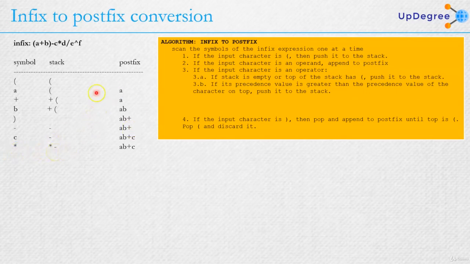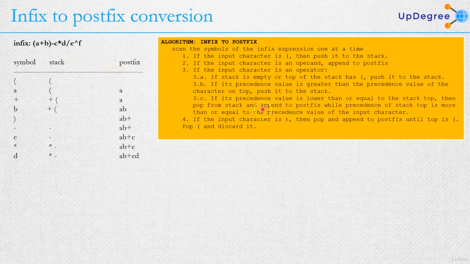Okay. Next symbol is D. So it is an operand and we are going to append it to the postfix. The next symbol is division. Okay. Now, in case the precedence of the operator scanned is lower than or equal to the stack top, then we have to pop from the stack and append to postfix, while the precedence of the stack top is more than or equal to the precedence value of the input character.